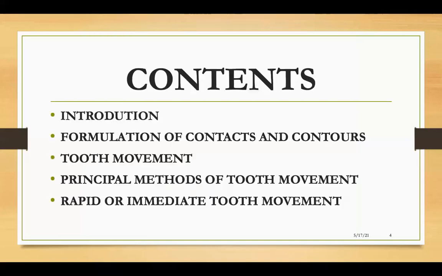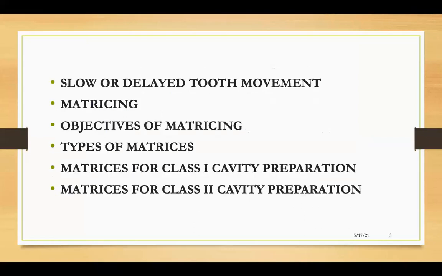Let's move on. The contents will be introduction, formulation of contacts and contours, briefly covered in my last unit also, which included tooth movement, principal methods of tooth movement discussed in the last class already: rapid or immediate tooth movement, then we have slow or delayed tooth movement, matricing, objectives of matricing.